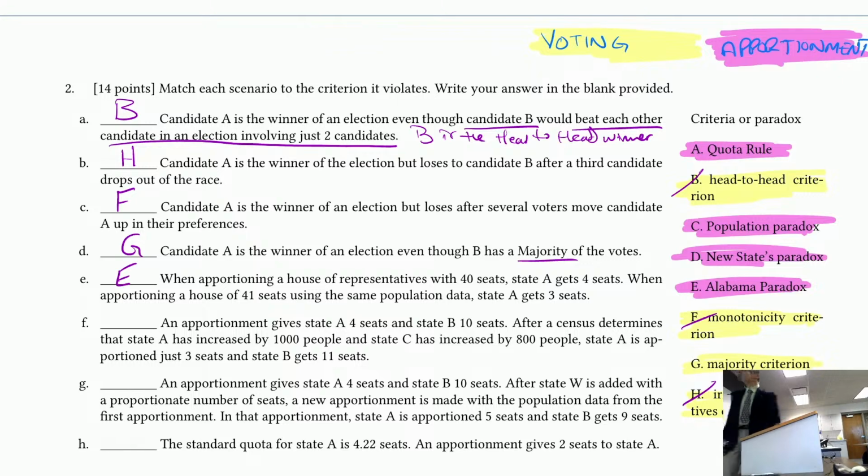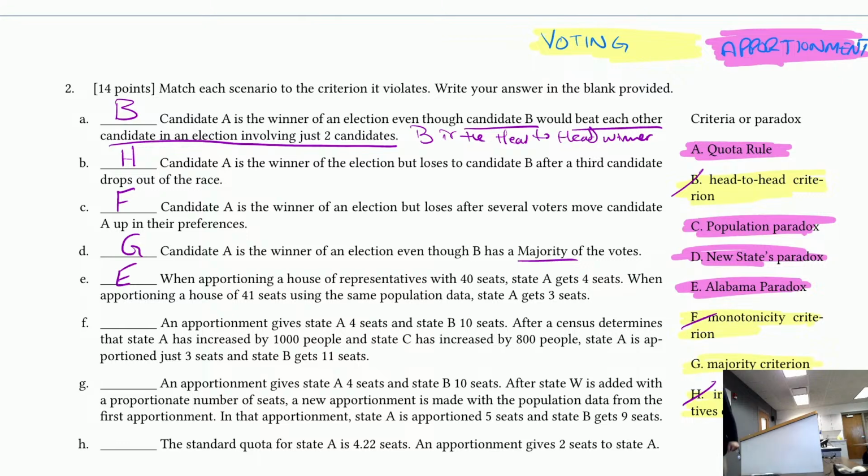So the next one: if an apportionment gives state A 4 seats and B 10 seats, and then state A is increased by 1,000 people and state C is increased by 800 people, state A now gets just 3 seats and state B gets 11 seats. So how in the world does that happen? Well, it does happen every now and then. However, we don't like it to happen.